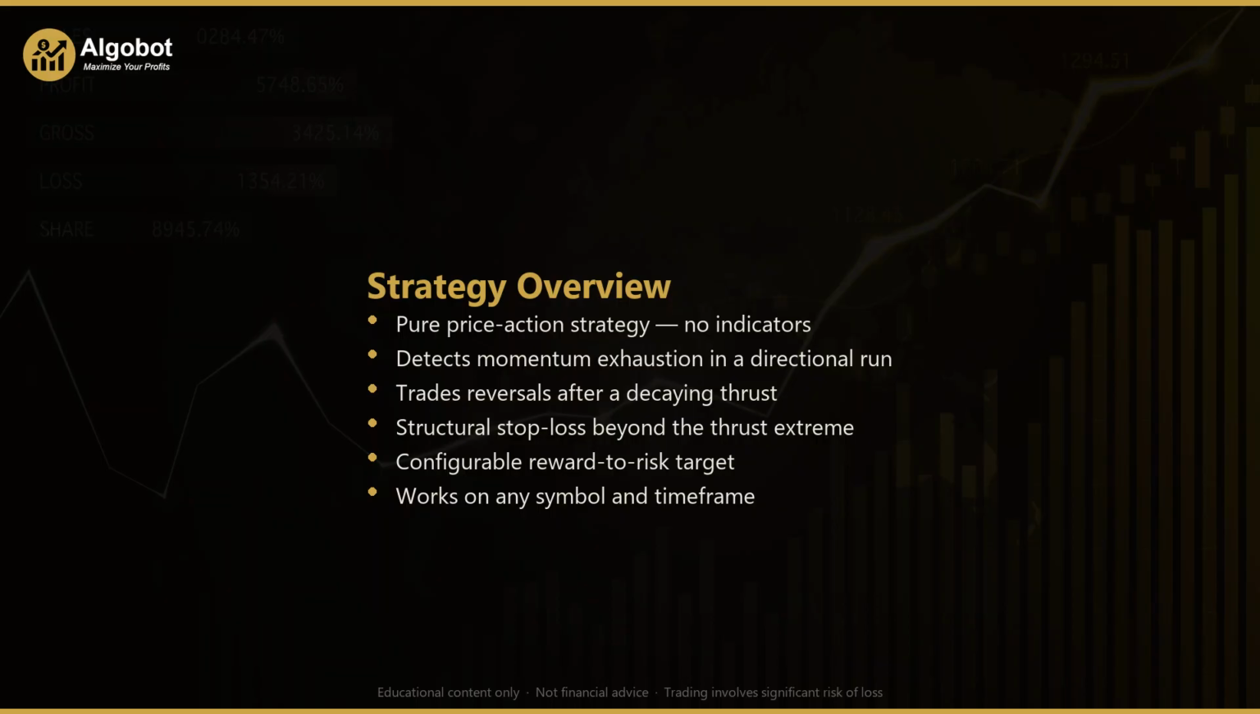Rather than blindly picking a top or a bottom, the expert advisor waits for proof. It needs a run of consistent directional bars, then evidence that the newest bar's range has decayed below the run's peak, and finally a reversal candle that closes firmly back against the move. Only when all three align does it act, fading the exhausted thrust in the opposite direction.